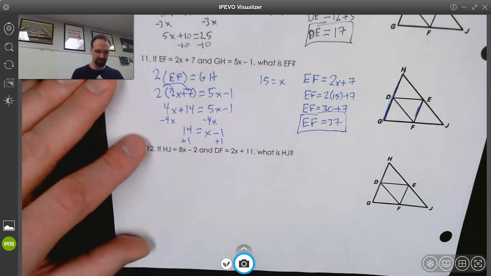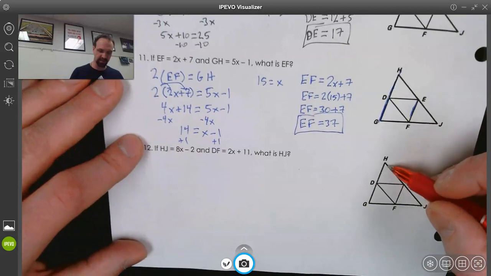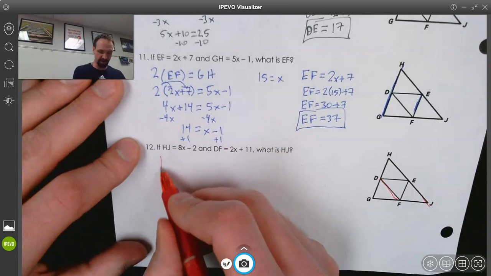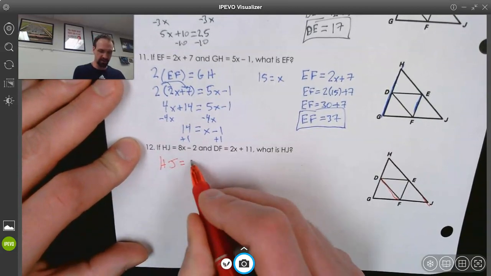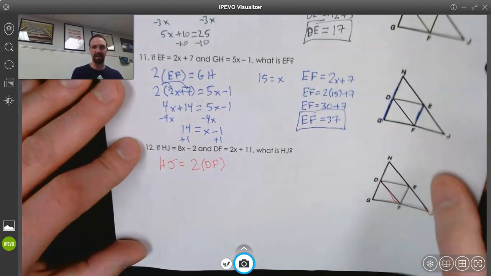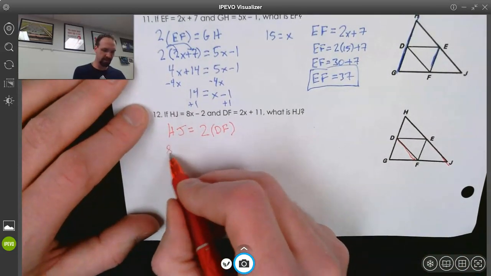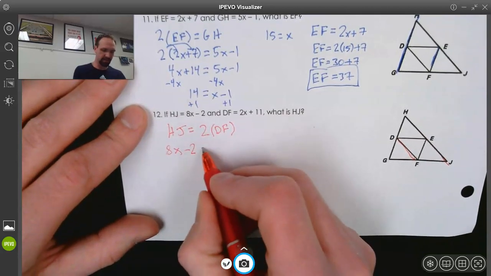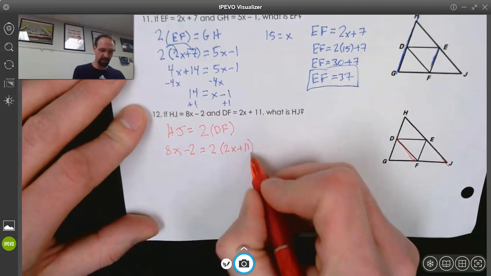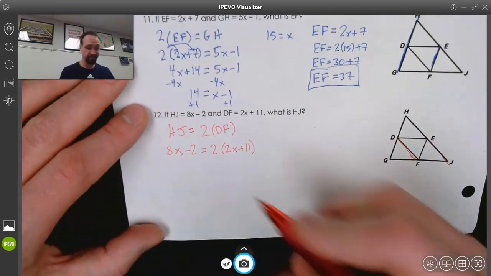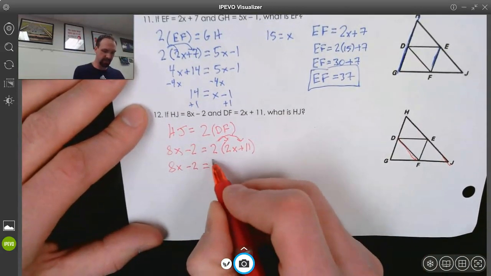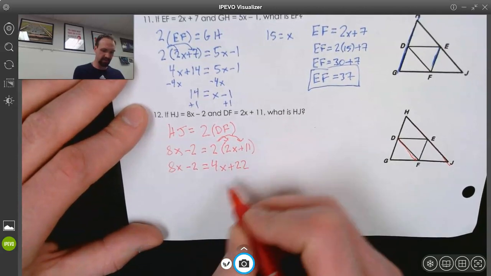Now the last one. HJ is this longer one. DF is the shorter one. So again, I'm going to do HJ is equal to 2 times my DF. I'm just going to notate it that way instead, and that's okay. You can do that. So I have 8x minus 2 is equal to 2 times 2x plus 11. Again, making sure that's in parentheses. Distribute the 2. So I have 8x minus 2 equals 4x plus 22.